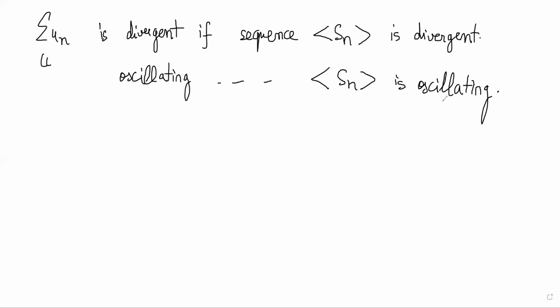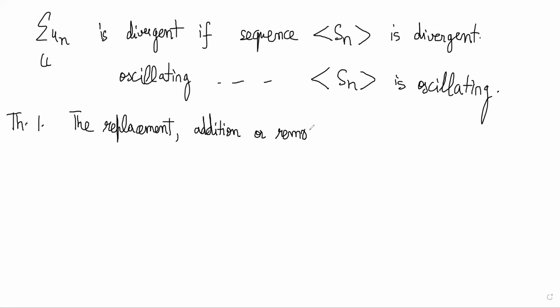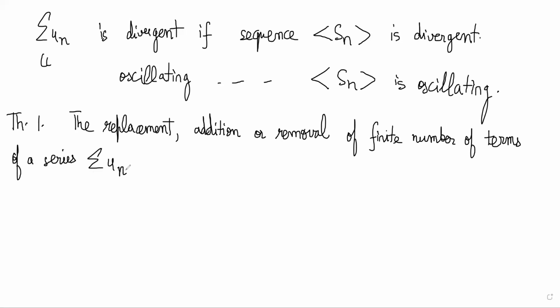Now what we will look at here is some tests for convergence of infinite series. So first theorem to know here is this: the replacement, addition or removal of a finite number of terms of a series sigma un has no effect on its convergence.